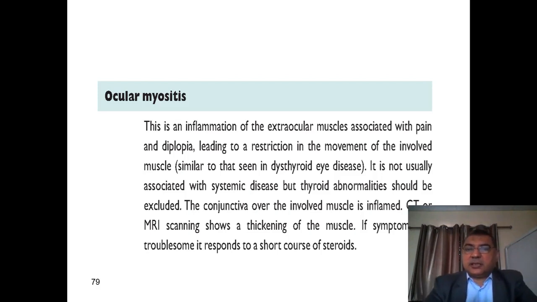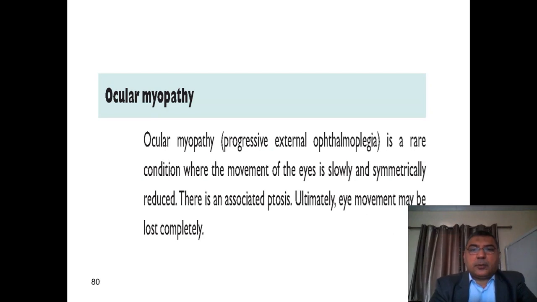We can do investigations also like CT scan and MRI, and usually the muscle is thickened all over, not only the belly of the muscle as in the dysthyroid eye disease. The common treatment for this ocular myositis is systemic steroids. Ocular myopathy is a degenerative disease that affects all the extraocular muscles.